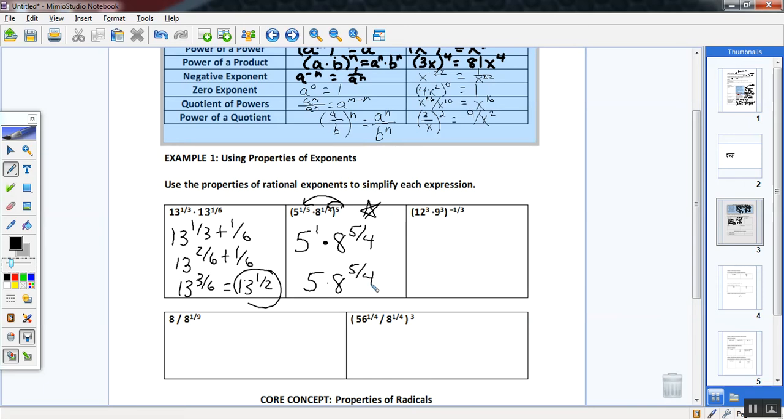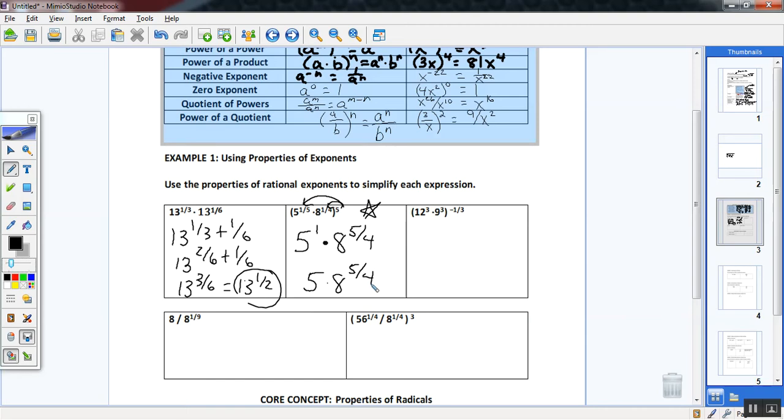All right? So leave it just like that. Okay? And the reason I'm telling you to leave it just like that is because I really have 5 to the first and 8 to the 5/4. Those exponents don't match, therefore I can't really go much further with it.